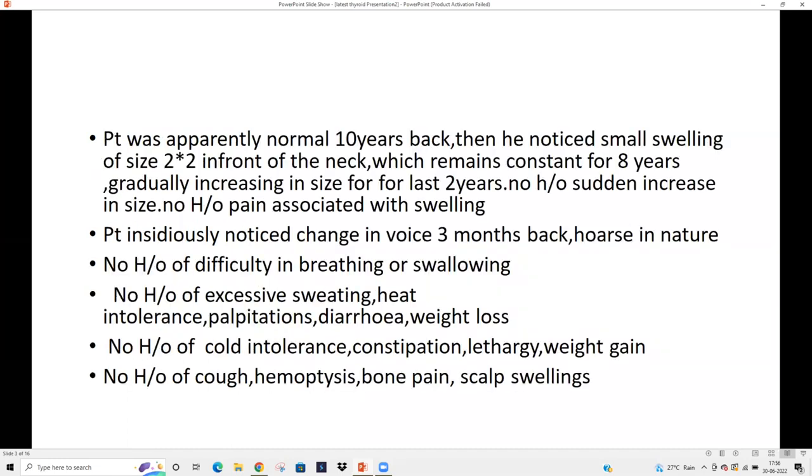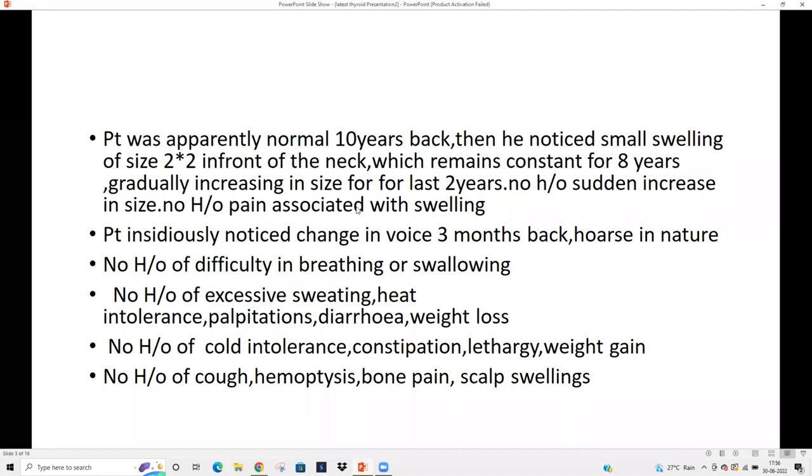Coming to the history of present illness, patient was apparently normal 10 years back. Then he noticed a small swelling of 2 into 2 centimeters in size in front of the neck, which remained constant for 8 years and gradually started increasing for the last 2 years. There is no history of sudden increase in size or history of pain associated with the swelling.